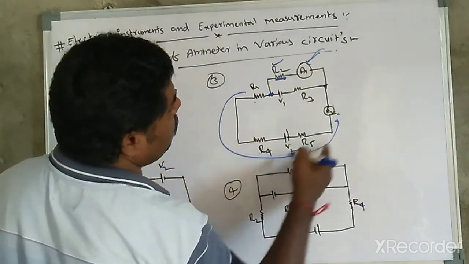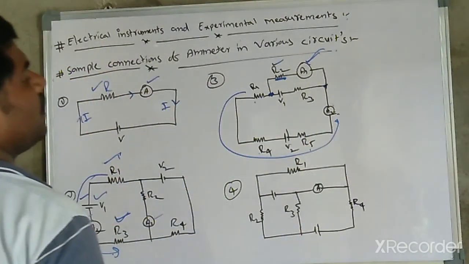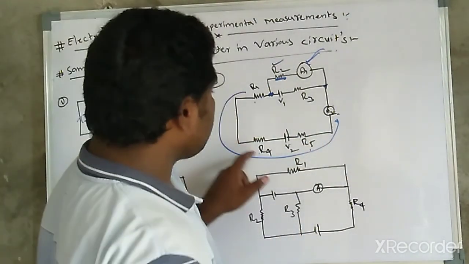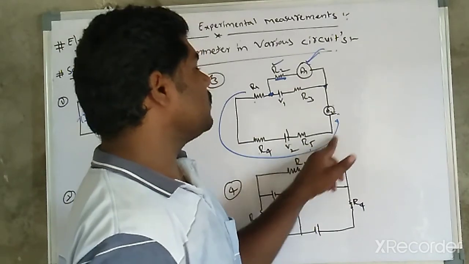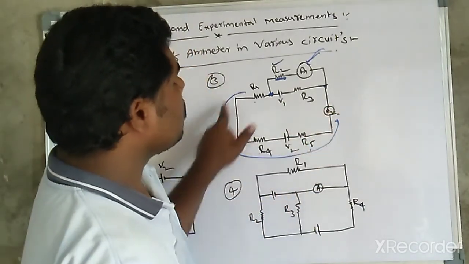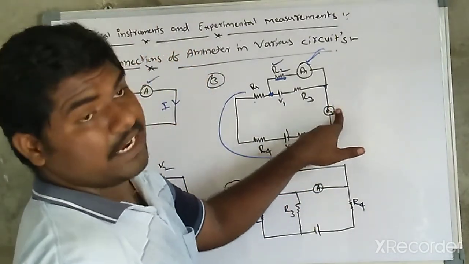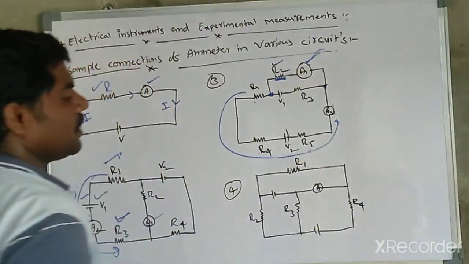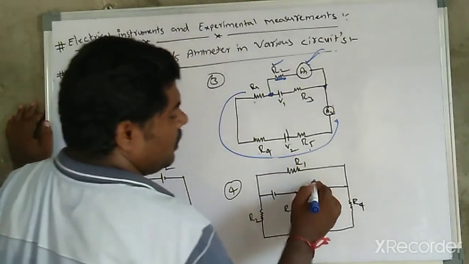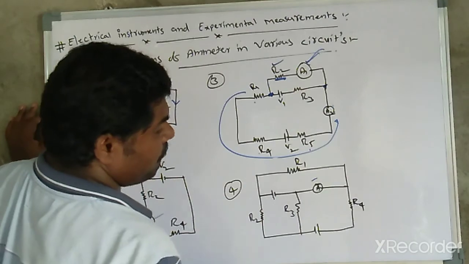So this is a series combination only. That's why R1, R4, V2 and R5 are a series combination. This series combination current reading is A2. So in the fourth case, only one ammeter is there.